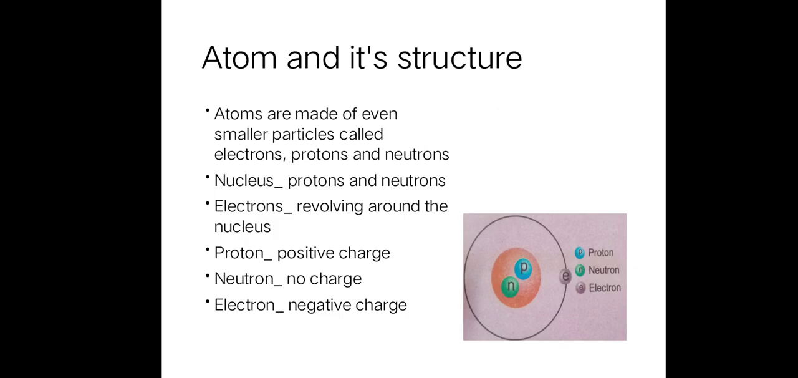Where are electrons found? Electrons are found in the shells which are revolving. These shells are found nearer to the nucleus, and electrons are found in these shells. Proton has a positive charge, neutron has no charge, and electron has negative charge.